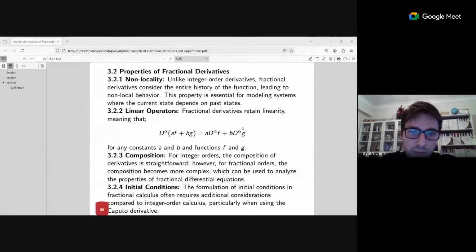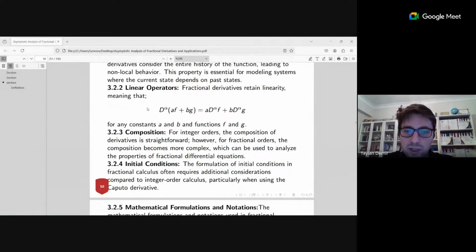It has a non-locality property. For example, it unlocks integer order derivatives. Fractional derivatives consider the entire history of the function, leading to non-local behavior. These are linear operators, and these linear operators were used in several published articles.